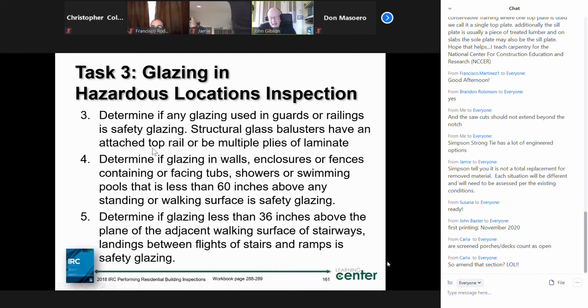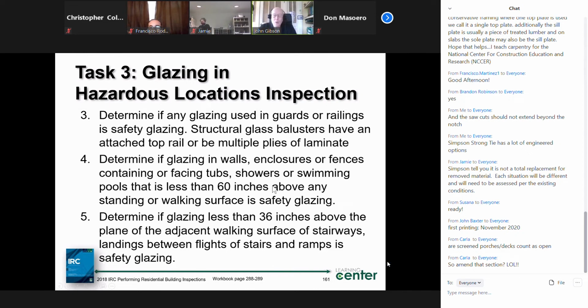If we have multiple panes, we're expecting some kind of a top rail or multiple laminated plies of glass there, so that I have some extra strength protection so that these individual sections won't necessarily separate from the adjacent ones and then potentially fall out, in which case I don't have the protection, or they may break and shatter.